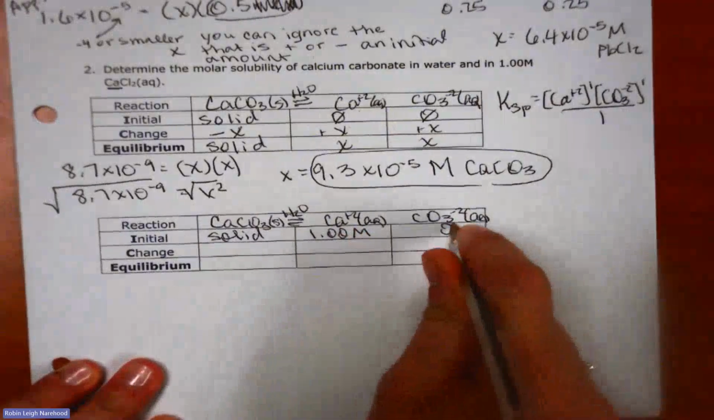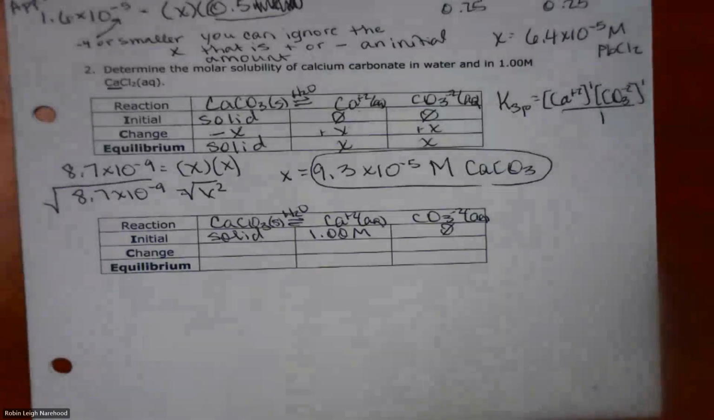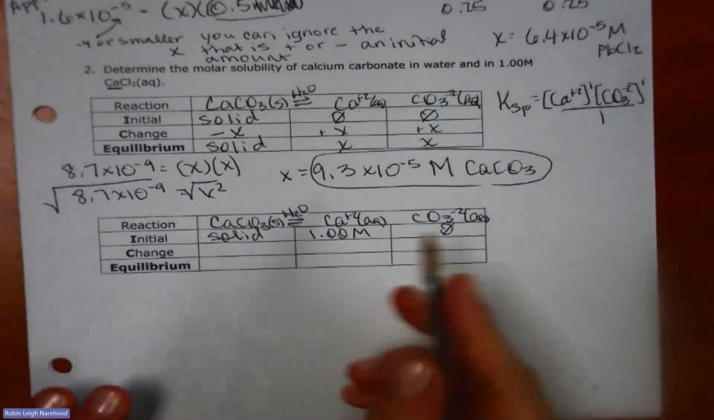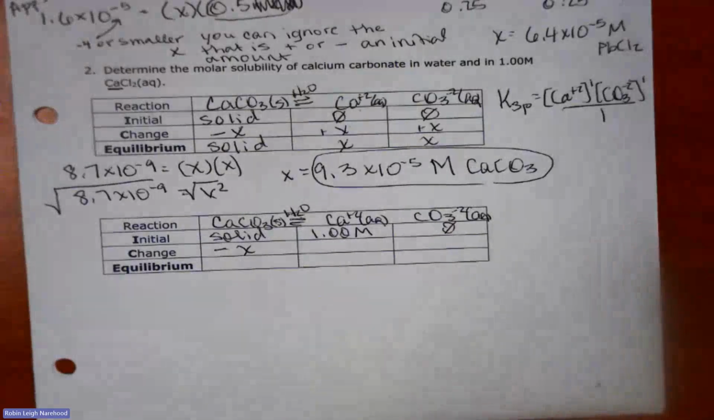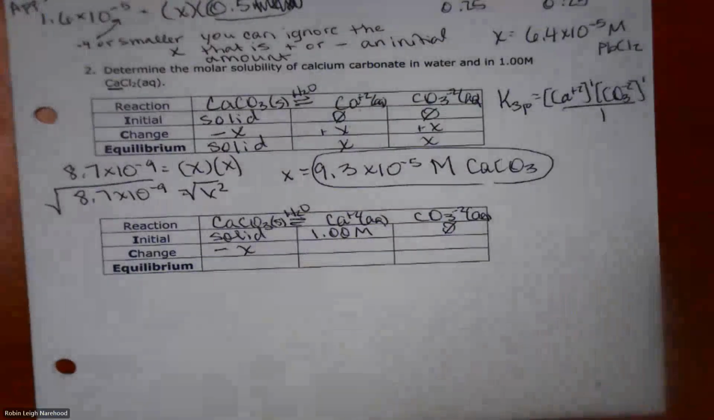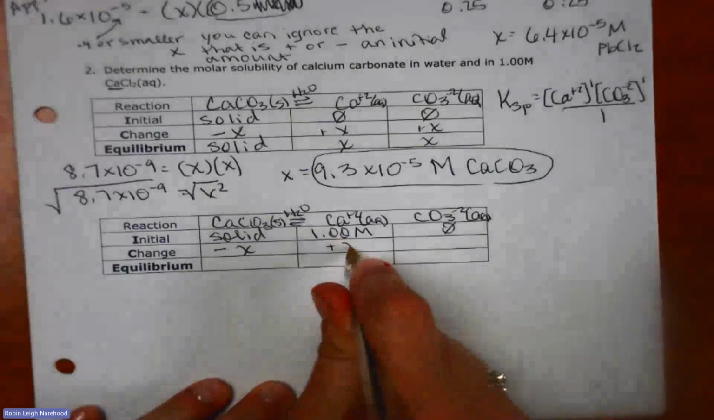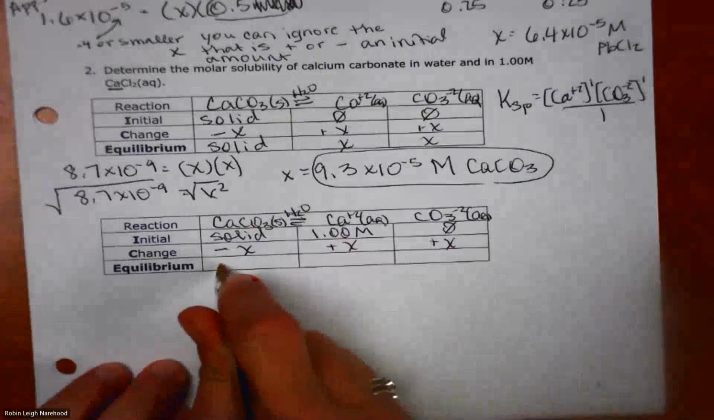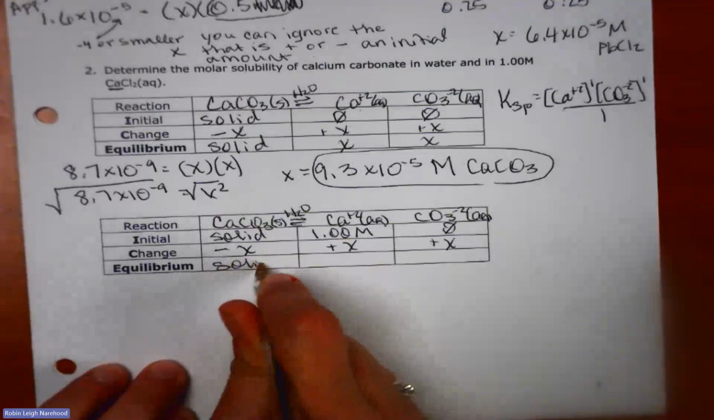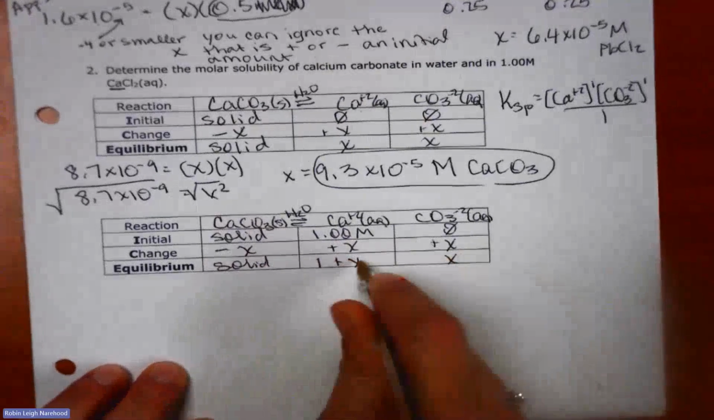There is no carbonate. The change is still going to be X amount dissolves. This is a different calculation, so it's going to be a different X. And it will create X amount of calcium and X amount of carbonate. And so at equilibrium, you'll have solid, you'll have 1 plus X and X.